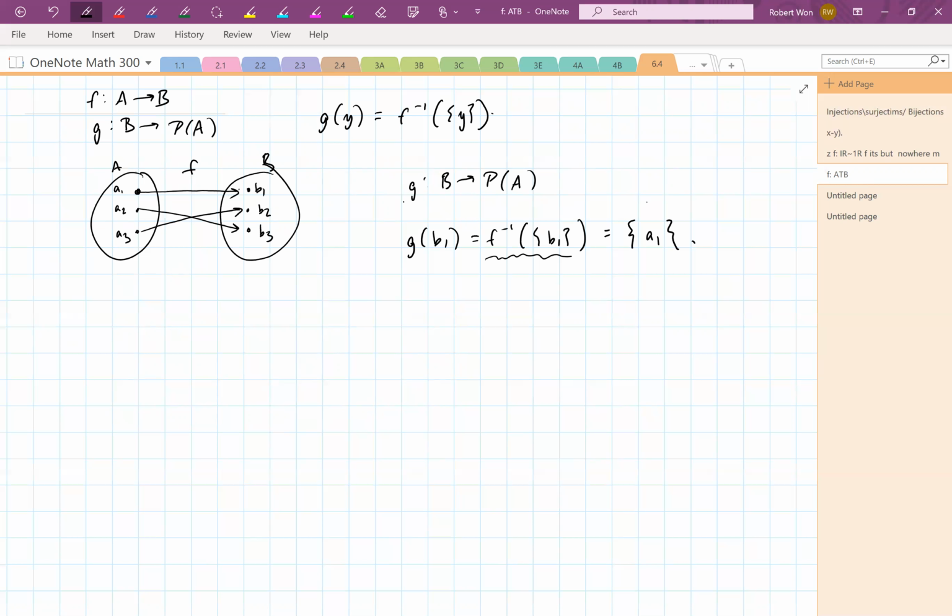And notice that this is, in fact, an element of the power set of A. That's the codomain of my function, so it better be spitting out things in the power set of A. And it is clear that if you take the pre-image of an element of B, you'll always get some subset of A. In this case, it's a one-element subset.